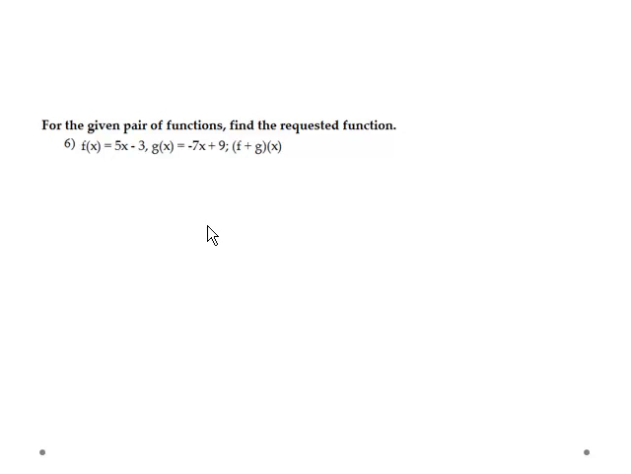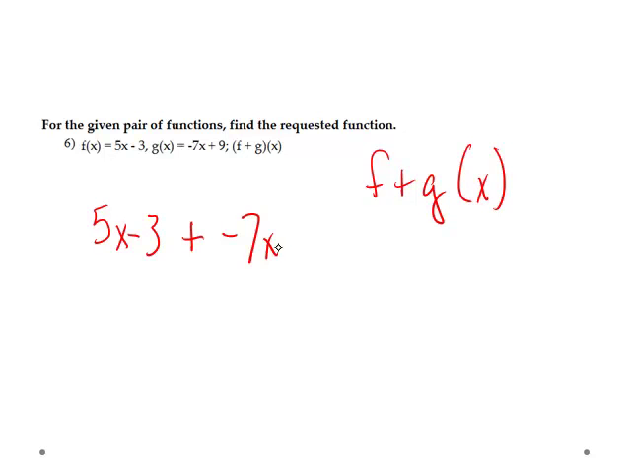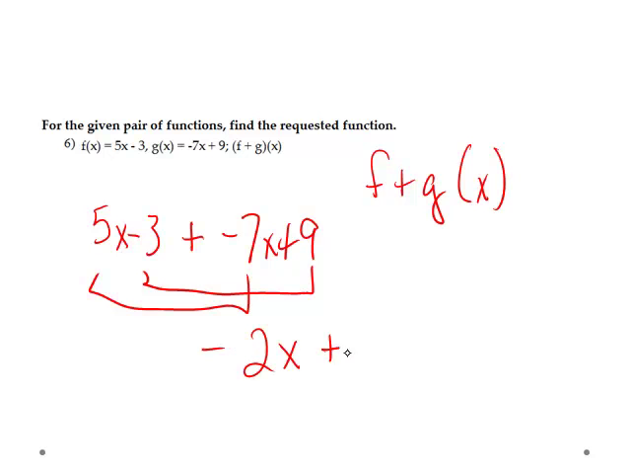For each given pair of functions, find the requested function. So we want to add f and g of x. So we are going to add 5x minus 3 plus negative 7x plus 9. Combine like terms, we get negative 2x plus 6.